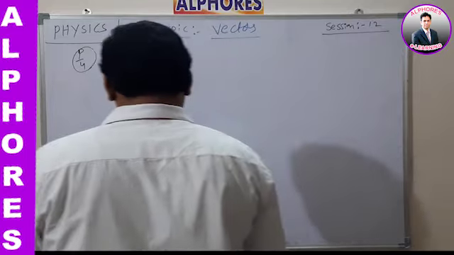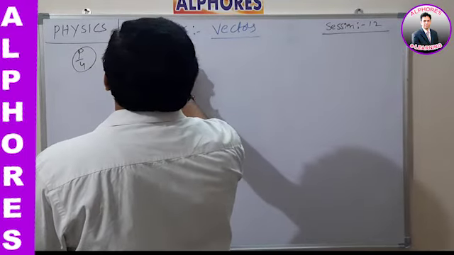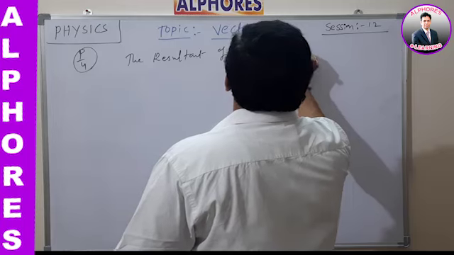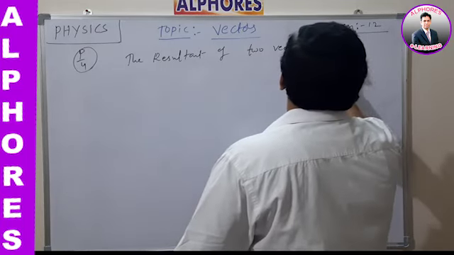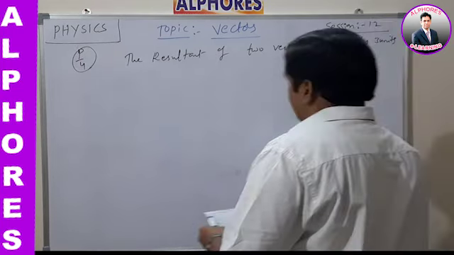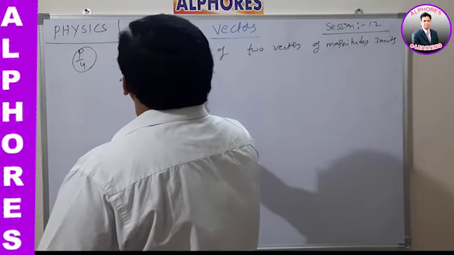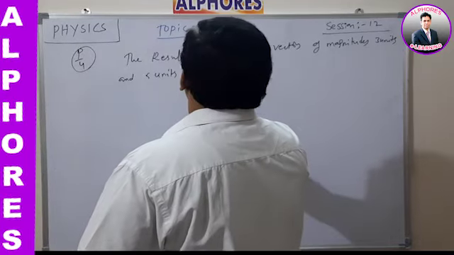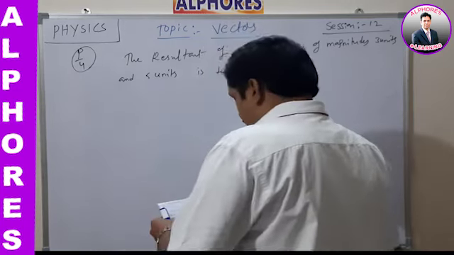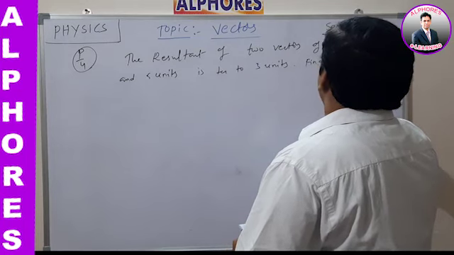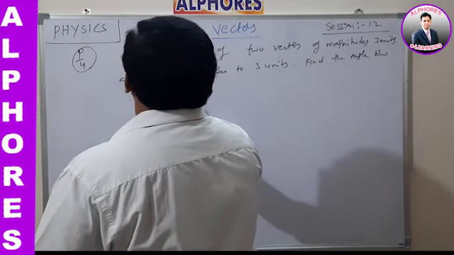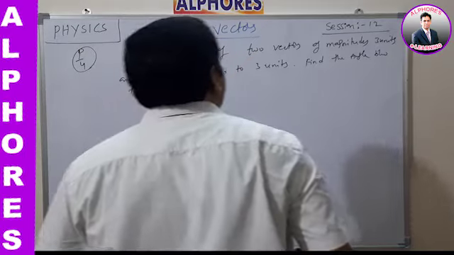Now problem number 4. The resultant of two vectors of magnitudes 3 units and 5 units is perpendicular to 3 units. Find the angle between the two vectors.